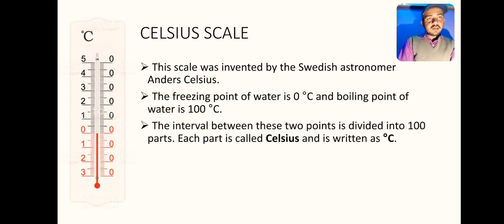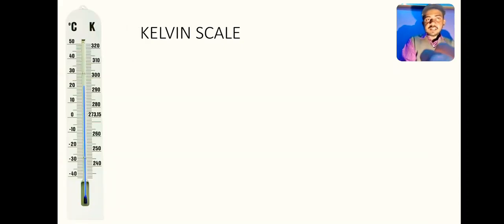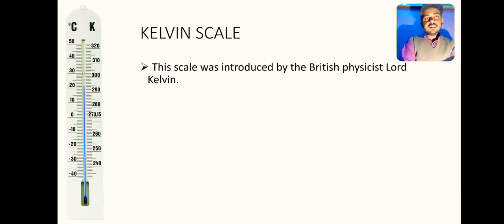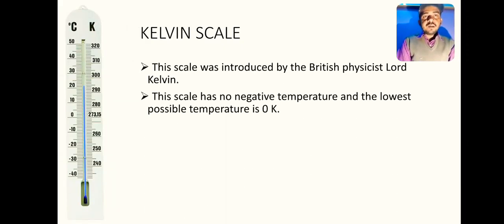Firstly, there are 100 different divisions between 0 and 100 Celsius, and each one is called a Celsius and written as degree C. Kelvin is also the same. The scale was introduced by the British physicist Lord Kelvin. His name was Lord Kelvin itself. That's why he named the scale the Kelvin scale.